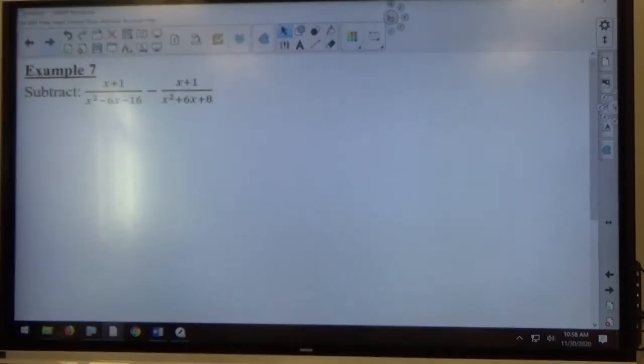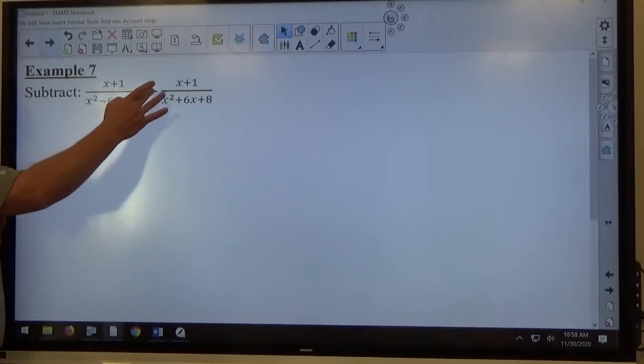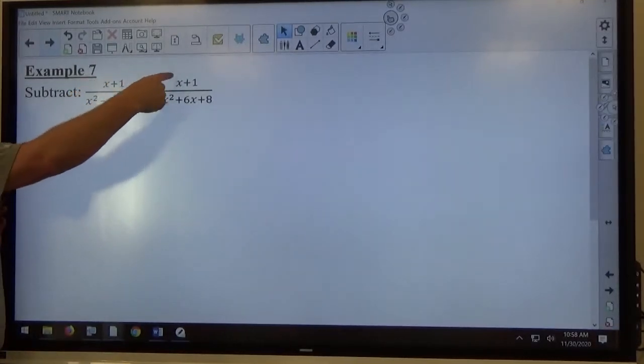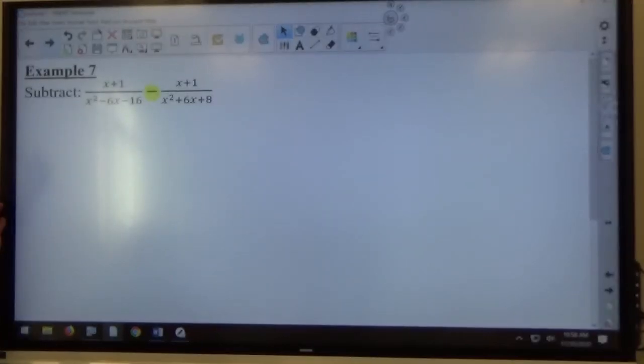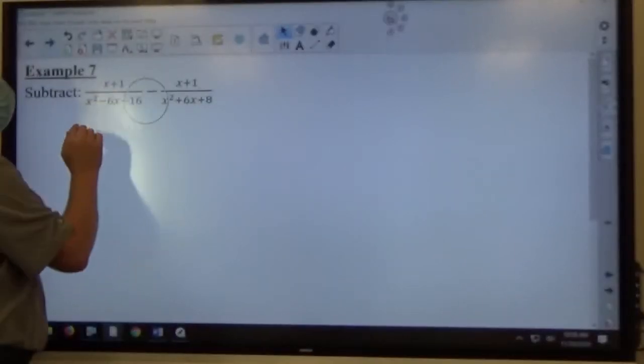Okay, look at example 7. Notice we got a subtraction symbol instead of an addition. It's the same process as addition. The only thing the subtraction symbol does is we're going to be taking the top minus the top instead of the top plus the top. So there'll be some sign issues to deal with when we get to that point. The rest of the problem is the same as the others were.